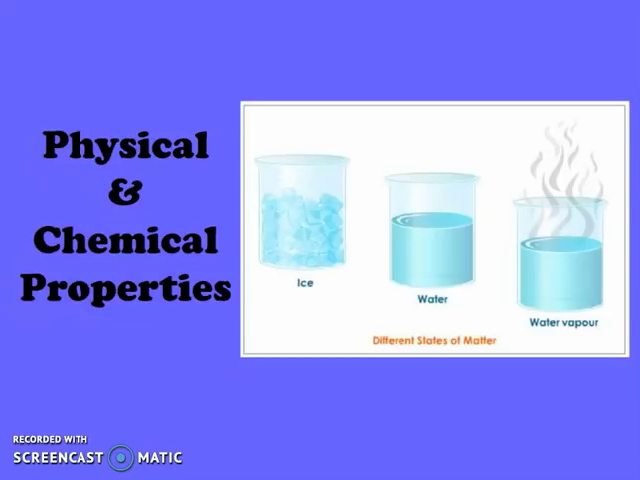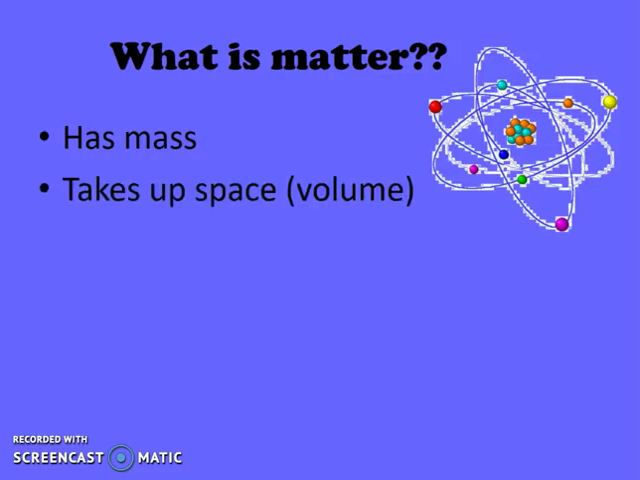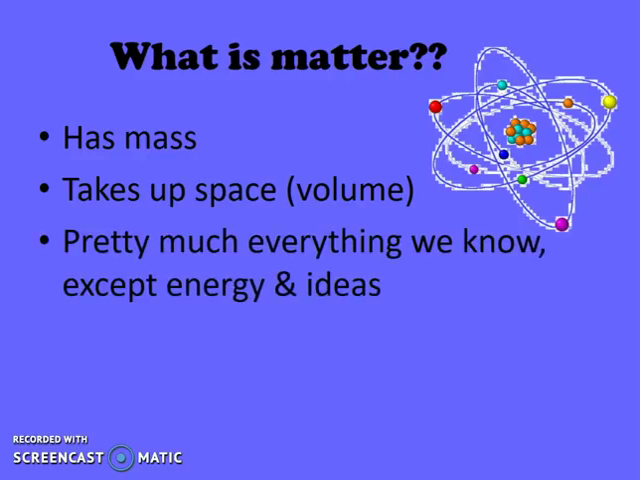Welcome to Physical and Chemical Properties. We are in Learning Target 2 of Matter. First thing that we're going to start out with, what is matter? If you recall, back from when we learned about mass, matter is something that has mass, matter is something that takes up space or volume, and pretty much everything we know except energy and ideas are matter.